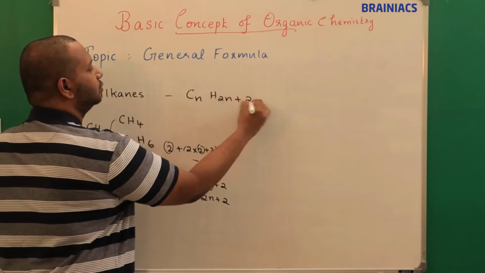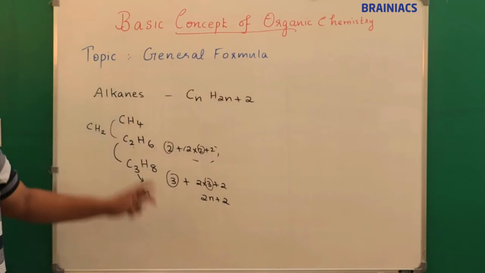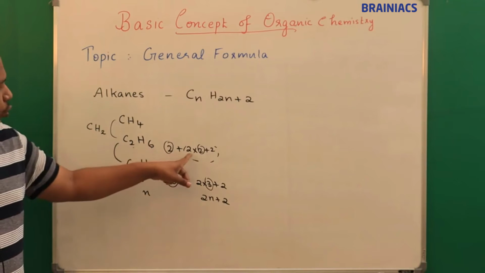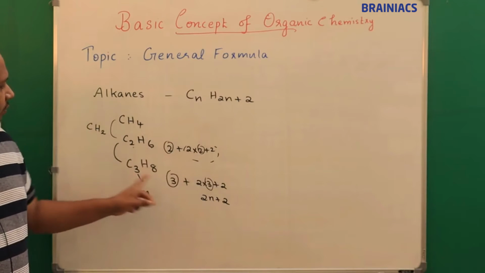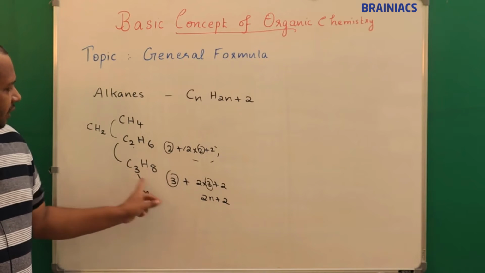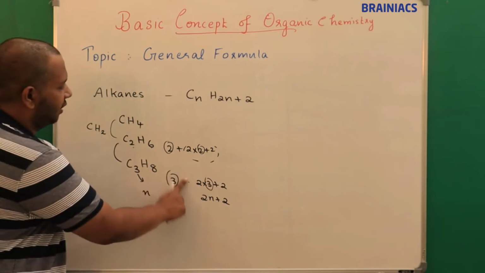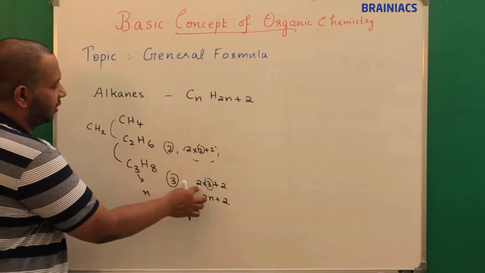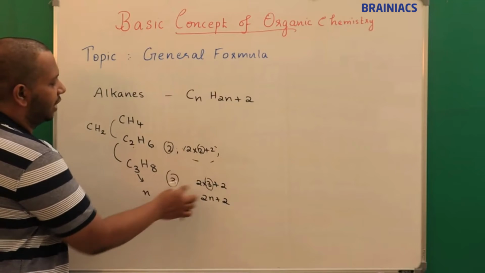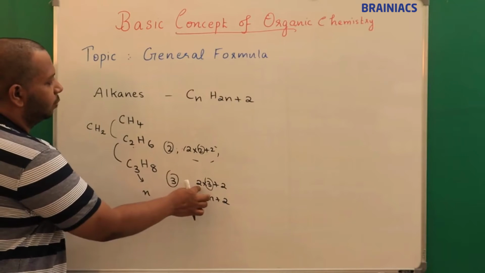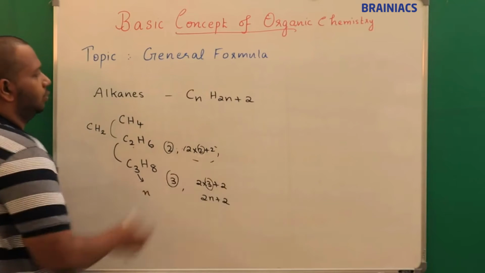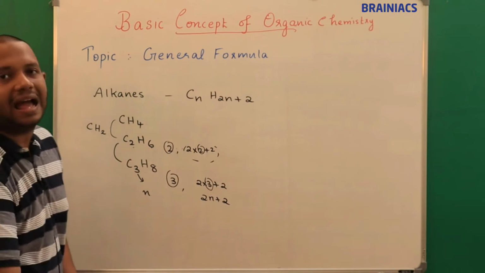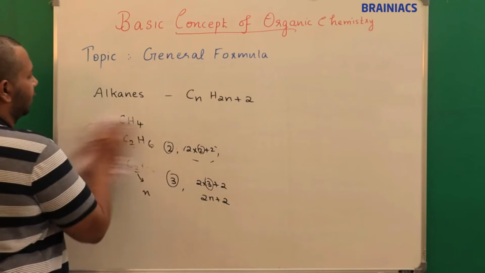CnH2n+2. Clear? You can see here C2H6: this 2 I have taken, then 2 into 2 plus 2. When this becomes 3, here it becomes 3. The 2 remains the same and this number is varying. So if I take this as n, this becomes 2n plus 2. That is how CnH2n+2 comes for alkanes. I hope it is clear for you.